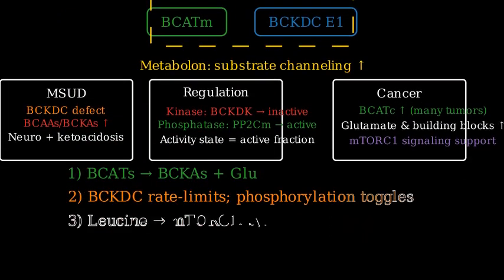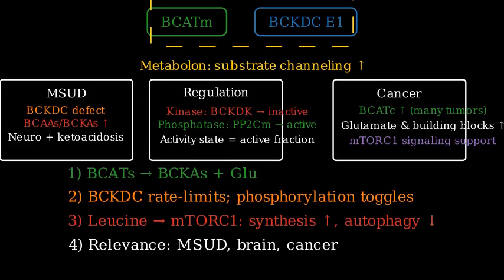The key takeaways: 1. Branched-chain aminotransferases make the keto acids and glutamate. 2. The dehydrogenase complex, controlled by phosphorylation, is the rate-limiting step. 3. Leucine signals through mTORC1 to coordinate growth and autophagy. 4. Dysregulation links to maple syrup urine disease, neurodegeneration, and cancer metabolism.